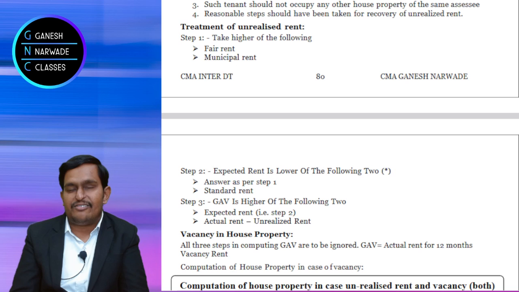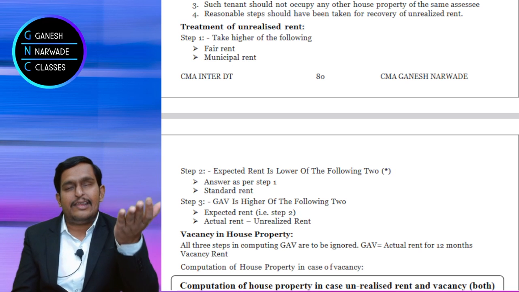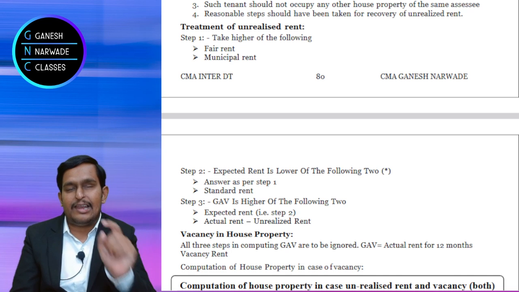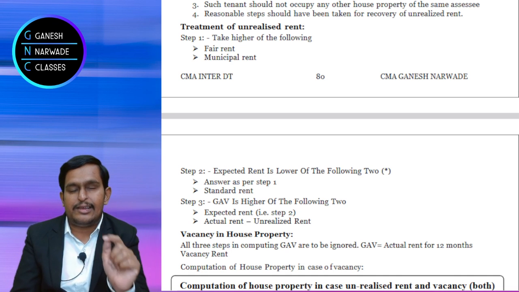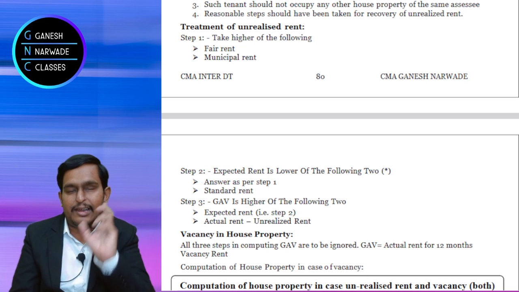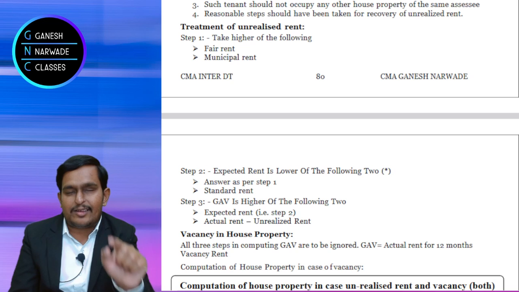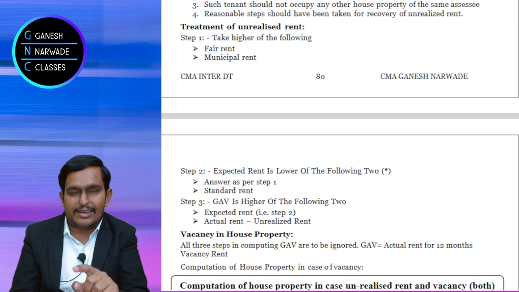If not, if expected rent is more than AR, then what to do? In that case, find the reason. How to find the reason? By calculating one new thing, that is notional actual rent. How is it calculated? Notional actual rent is equal to actual rent plus vacancy.